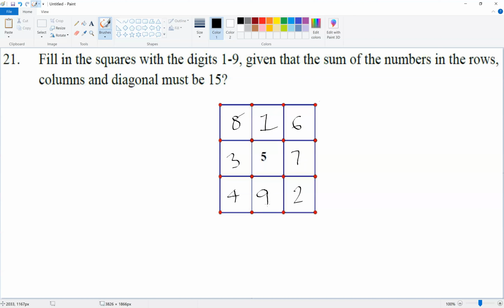Mr. B, is there multiple answers? Because I got a different one. Yep, there are multiple answers. This one could be at the top, one could be here, one could be here, or it could be here. There are 4 solutions.